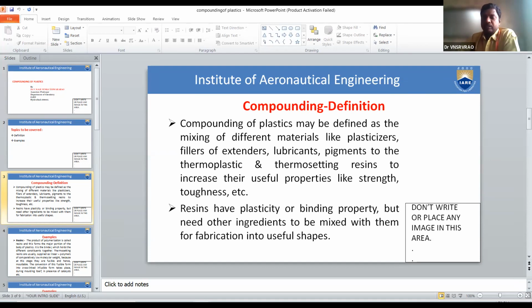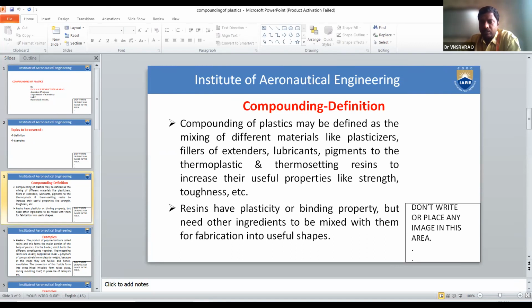We see the resins are the product of polymerization. Whenever the polymerization takes place to give a long chain product called a polymer, that polymer is also called a resin, and this forms the major portion of the body of the plastics. Why? Because plastics have the property of plasticity. So it is the binder which holds the different constituents together. Binder means which has the binding capacity and can hold that particular substance like plastics together.